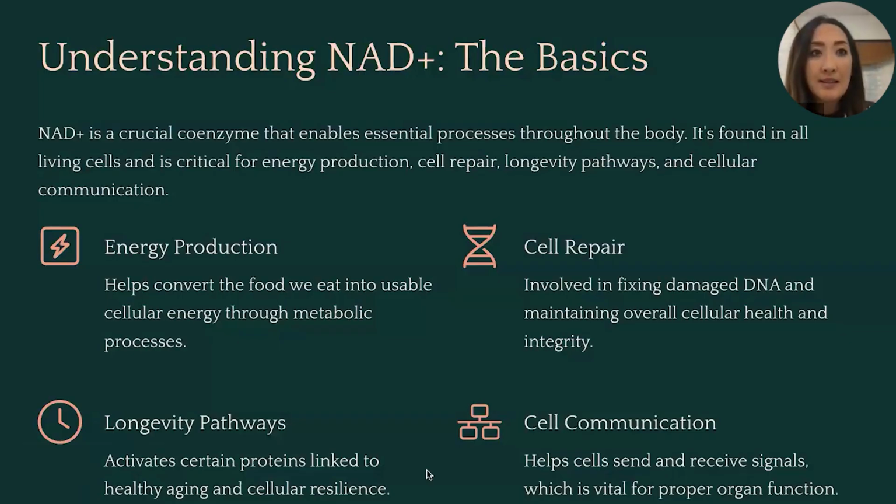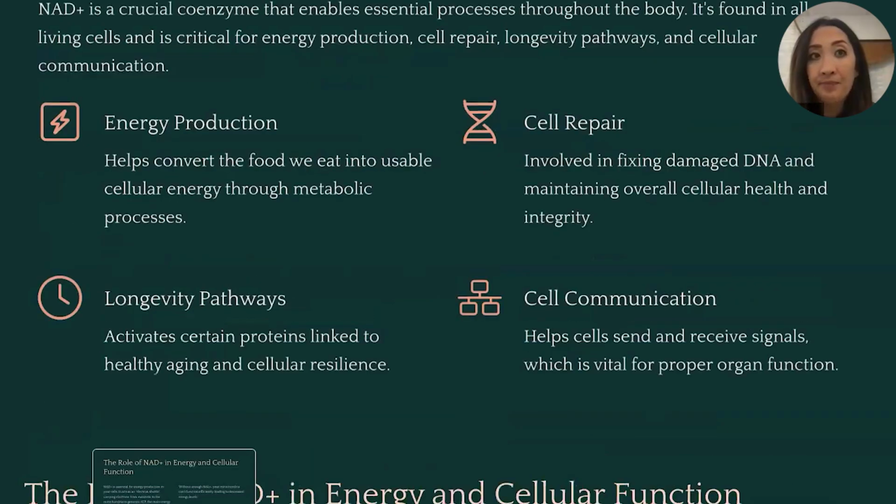And it really is ubiquitous in the human body. It's found in all living cells, from your brain to your muscles to your skin. Without coenzymes like NAD, many of our body's essential reactions just don't occur efficiently. So this makes NAD really critical for energy production, for cellular repair and maintenance, regulating our longevity pathways, and facilitating that cell communication that's vital for proper cellular function. So those are some of the basics, the main things that it does.